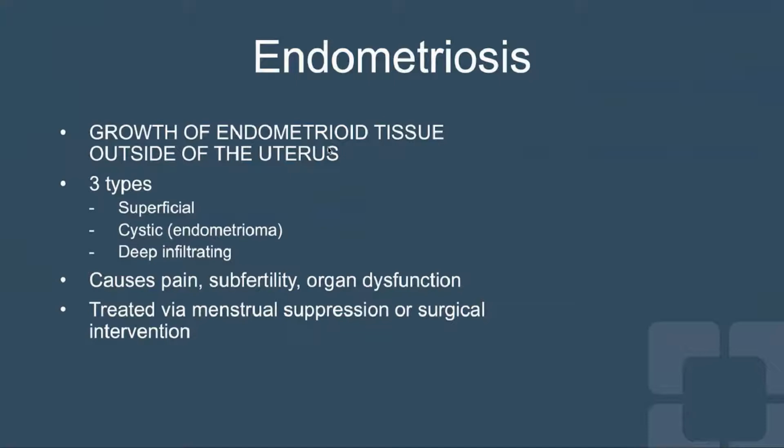There can be cystic, typically these are in the ovary, but don't have to be, and they have this dark brown sort of chocolate fluid that can come from them, and a deep infiltrating as well. Deep infiltrating endometriosis, typically sort of the consistency of a rubbery bouncy ball, and can look like just a thick fibrous adhesion.